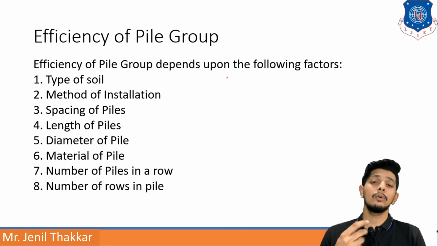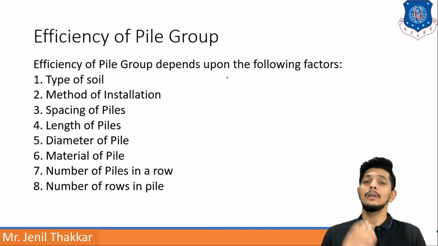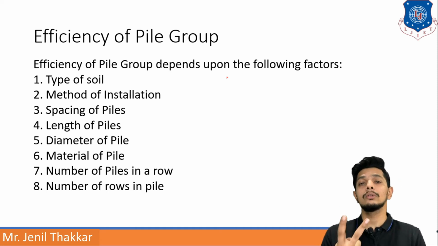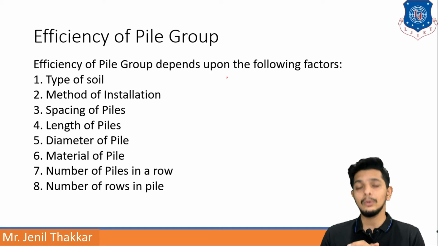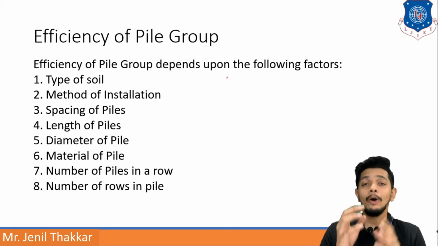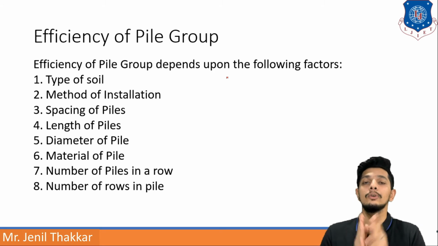And number of rows in a pile group. Sometimes you are keeping 16 piles only, but you are keeping 4 rows. But if you want to keep 16 piles only and keep 2 rows, it is possible. So the strength or efficiency is also dependent on how many rows of piles you are keeping there. So these are the factors.